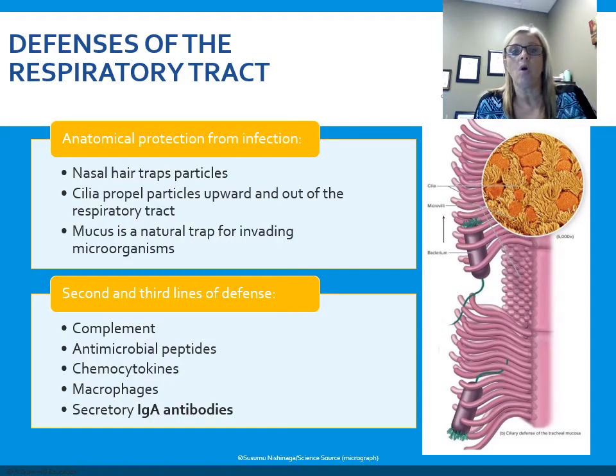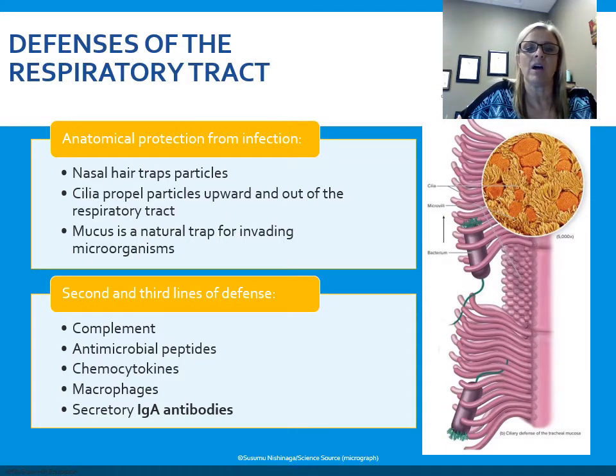All right, so what are the defenses of the respiratory tract? Well, many of the anatomical features protect us from infection. As I like to say in anatomy a lot, structure determines function. And I also like to say, flip that around, function is going to determine the structure. So the way these particular areas are made up, the types of tissues and the features in the tissues, are very important.